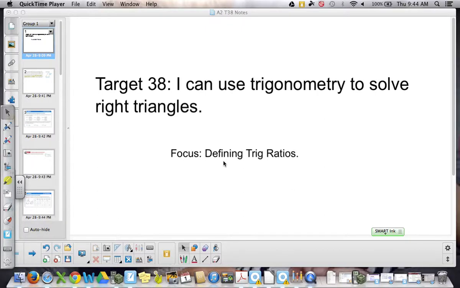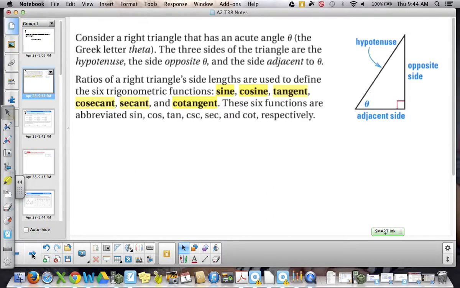All right, this is Algebra 2, target number 38. I can use trigonometry to solve right triangles. This target will be broken up into three parts. In the first part, we will just be defining trig ratios. Part of this should be review for you from geometry, but we will be adding a few things as well that will be new. All right, so let's first talk about the trig ratios.